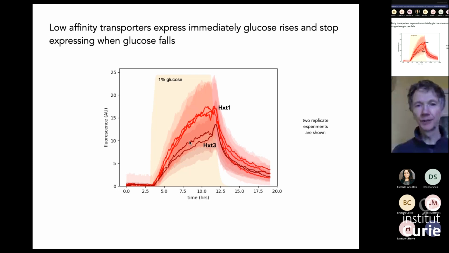So there are 2 lines here just to show you 2 replicates. And you can see that there's no expression, we move into glucose, they start to express, it looks like they go up to a peak, and then when we take glucose away, they're removed again, their levels fall. And so this is perhaps what you might expect.